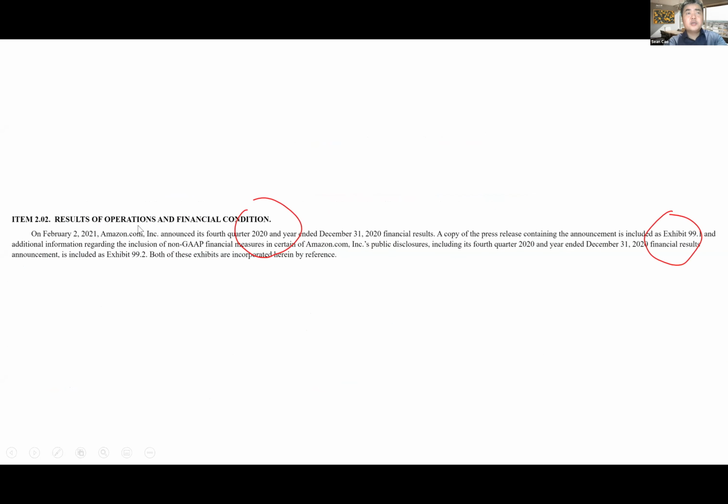Also, you can see that the format here is that they put the information in an exhibit. This is sometimes the challenge of the 8-K information. If you really analyze the 8-K, you need to analyze not just item 2.02, but also the exhibit attached to 2.02. So these are the two things I wanted to talk about for 2.02.